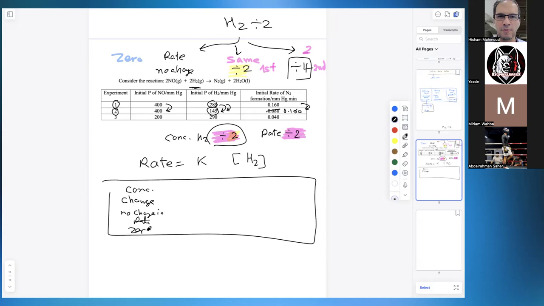it is zero order. If the concentration change caused the same change in rate, meaning divided by 3, then it is first order. If the concentration change is actually powered by 2, it is second order. So I will say that this is first order. Okay, what about the rate law compared to H2?